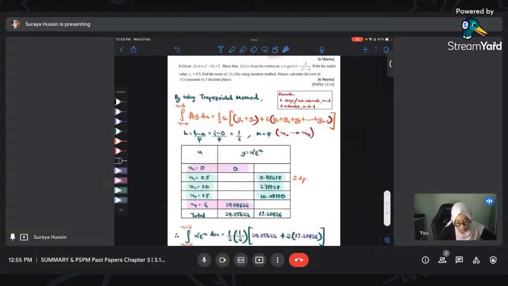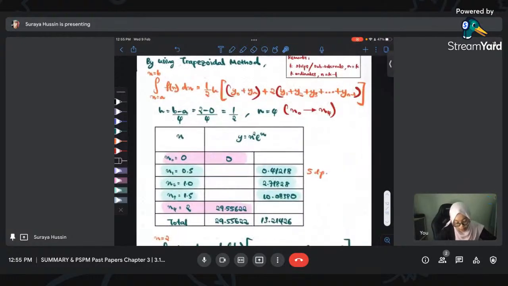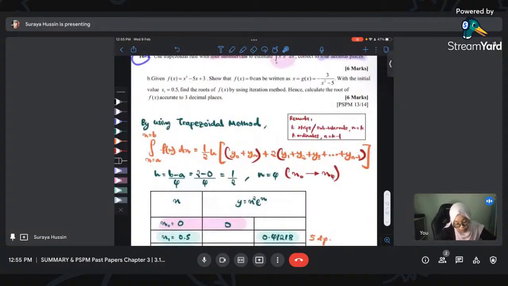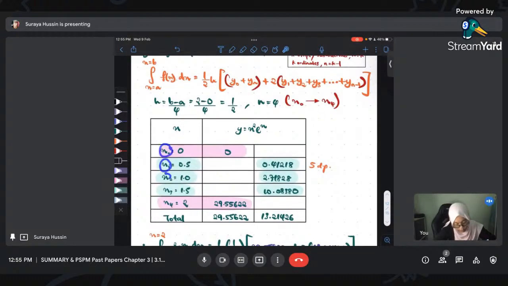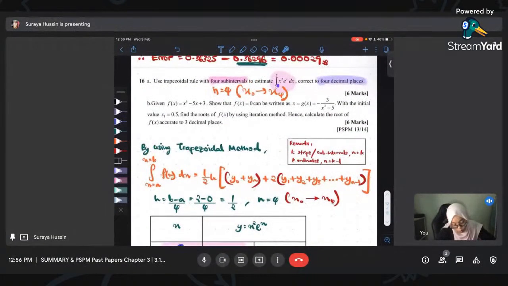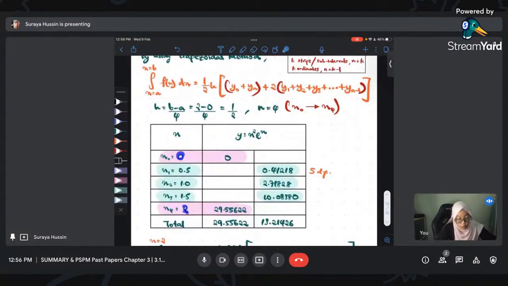And then let's go on to the next question, 16. And you can have a look here. This is my answer. Okay, dia minta kali ni 4 sub-interval bermaksud n is equals to 4. Kalau n is equals to 4 bermaksud x0 until x4. Dalam table kamu akan ada x0, x1, x2, x3 until x4. Mesti make sure you understand it's from 0 to 2, so paling hujung is 2.